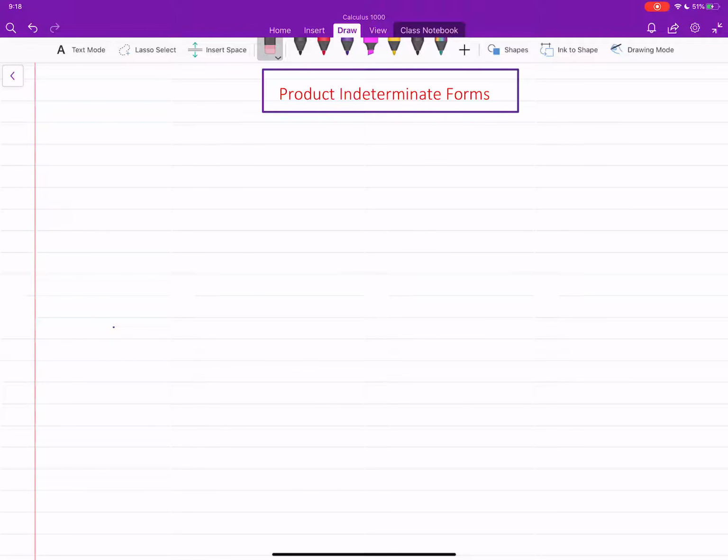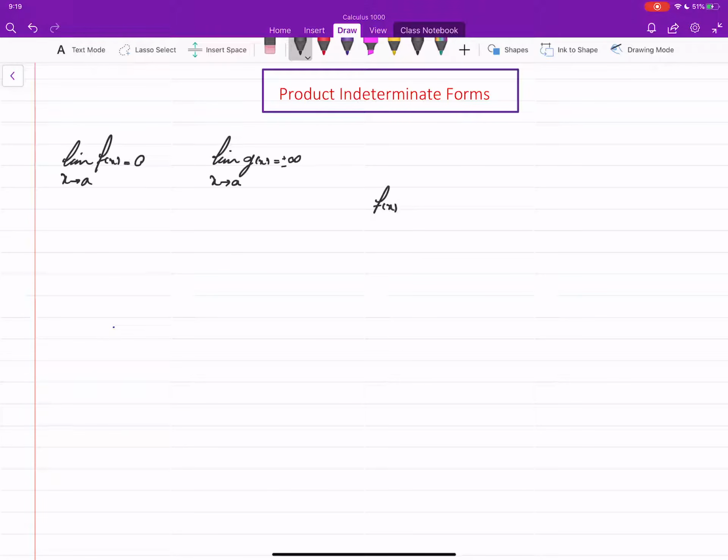Hi, in this video we will introduce a new indeterminate form, the product indeterminate form, where you have 0 times infinity. To put it in precise wording, I have two functions, f and g, and the limit of f as x approaches a is 0. The limit of g as x approaches a is either plus or minus infinity, it doesn't matter. So one is growing bigger and bigger, and one is getting smaller and smaller.